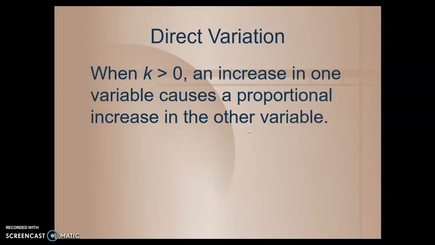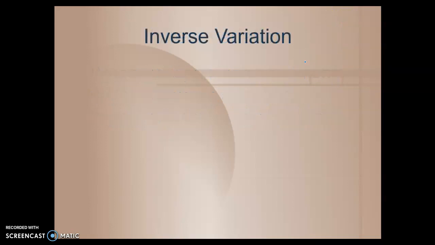When k is greater than 0, as we've said, it's a non-zero number, so when it's greater than 0, an increase in one variable, like an increase in the x variable, causes a proportional increase in the other variable. Thinking back to that chart, we had 1, 7, 2, 14, 3, 21. So every time we increased our x variable, we increased our y variable proportionately by 7 every time. All right, that was our direct variation.